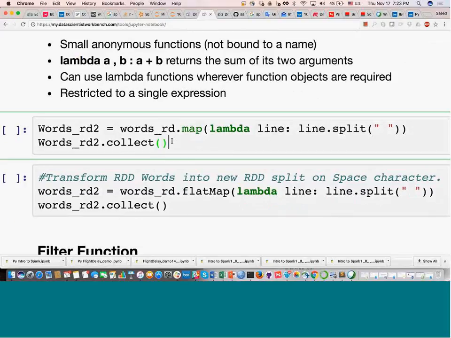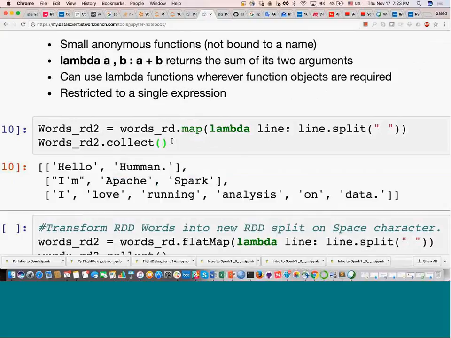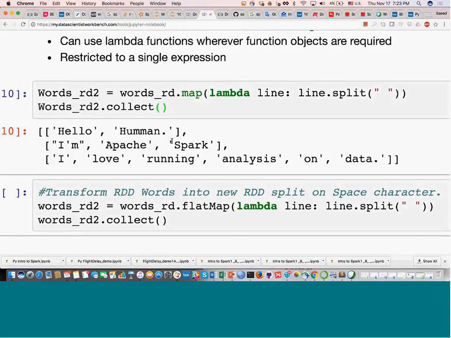Let's look at the results. Here you are, right? It has gone to each of the items and split them into two items or three items, depending on how many words we have. Is it easy? Yes? So we use lambda to apply a function on each of the items of our RDD.